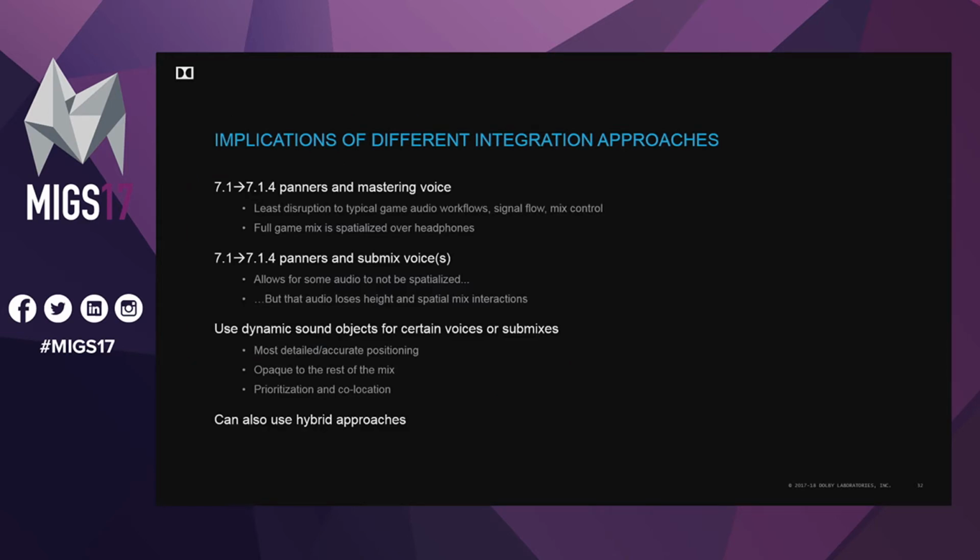I think I need to start stepping on the gas here. So I'll summarize. Migrating from 7.1 to 7.1.4 is probably the least disruptive way to go through this, and it's the easiest way to spatialize over headphones.